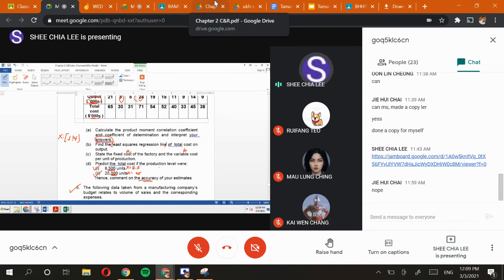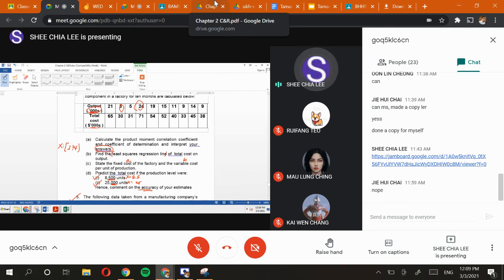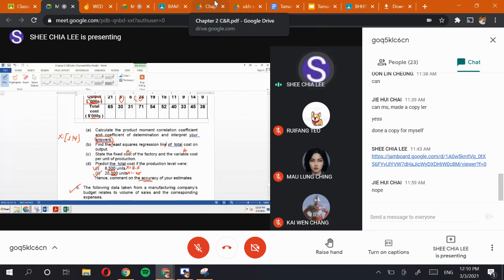You see the production output is actually in thousands. So when they ask you to predict the total cost if the production level is 8,500, you substitute 8.5, because 8.5 thousand equals 8,500. So substitute x equals 8.5, and substitute x equals 25. After you do the prediction, it is very common that they will ask you to comment on the accuracy.